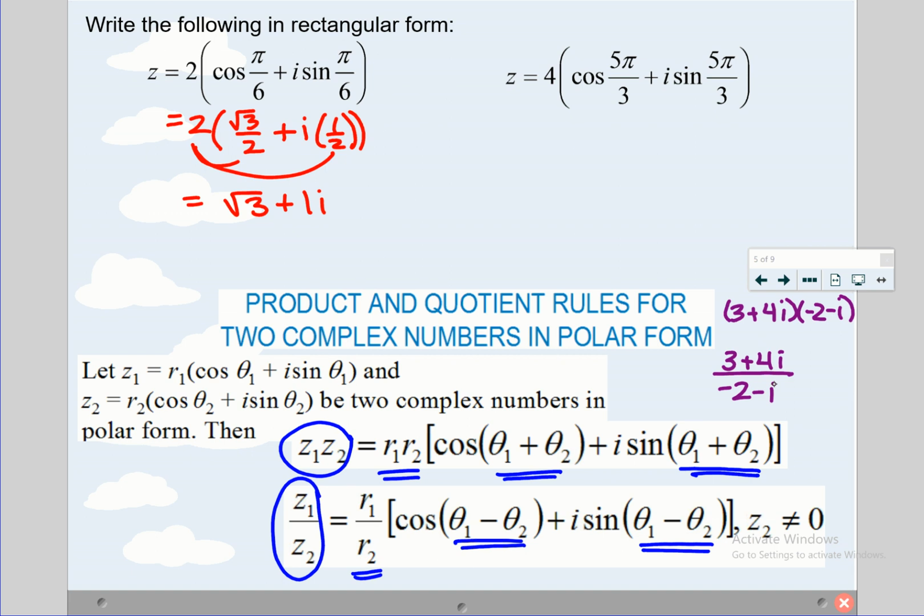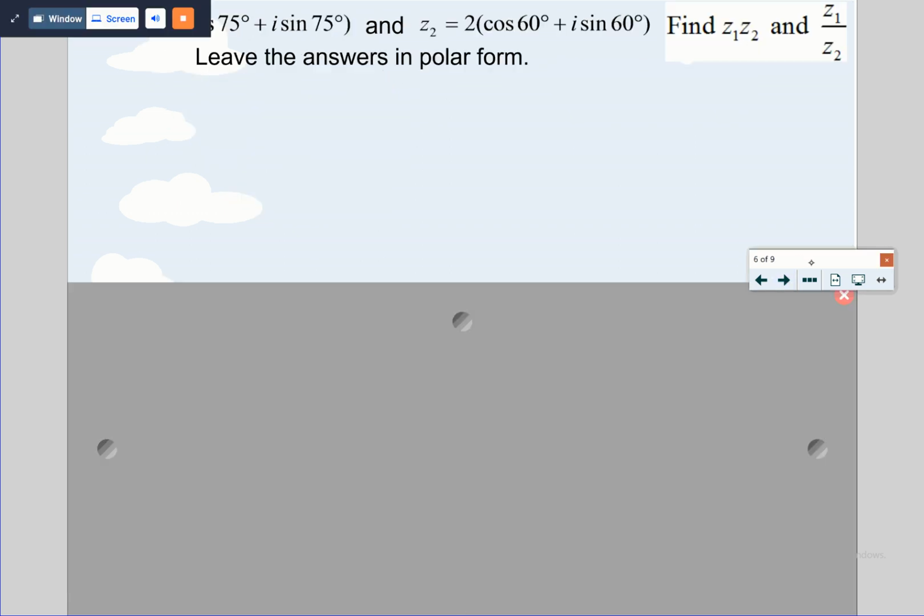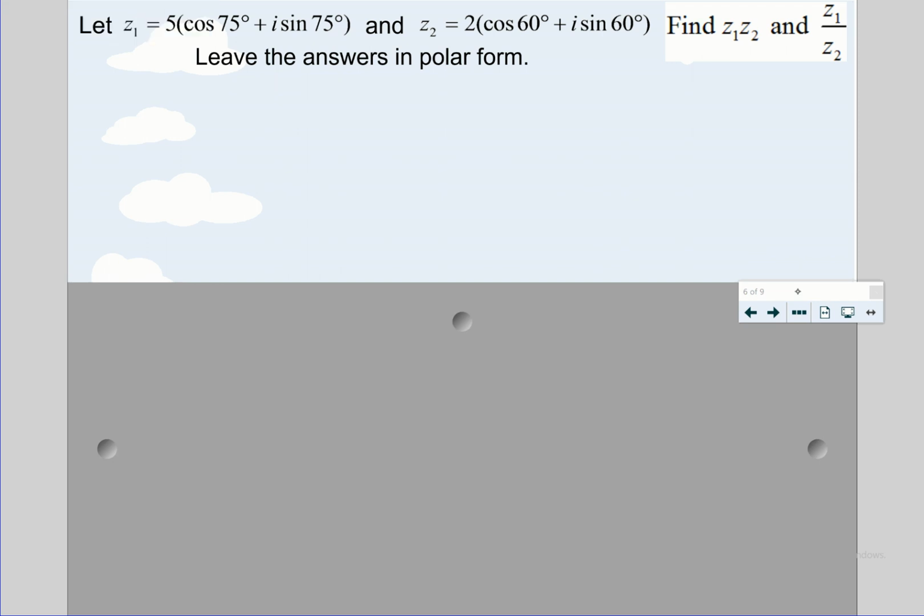Okay, got it? All right, let's do an example. We have two complex numbers. Z1 is a complex number that's already been put in polar form for us: 5 times cosine 75 plus i sine 75. So they figured out the r and theta already for us. And Z2 is 2 cosine 60 plus i sine 60. We're going to use those formulas you just wrote down to multiply these and divide these, and then we're going to leave answers in polar form.